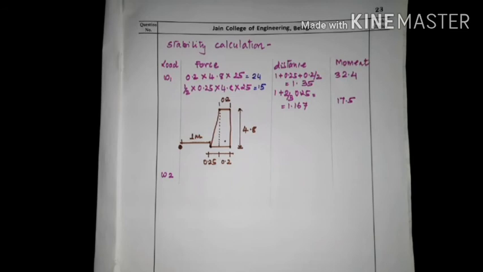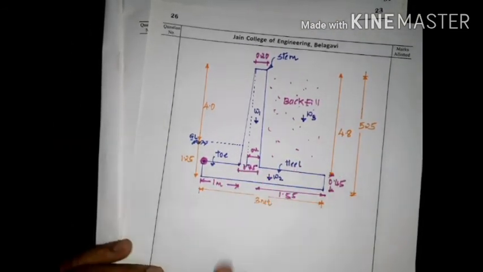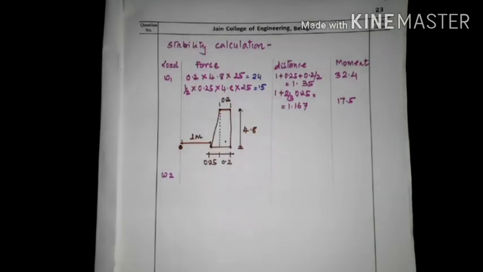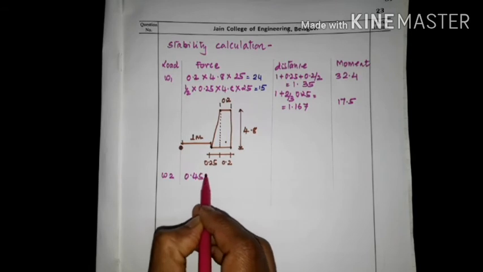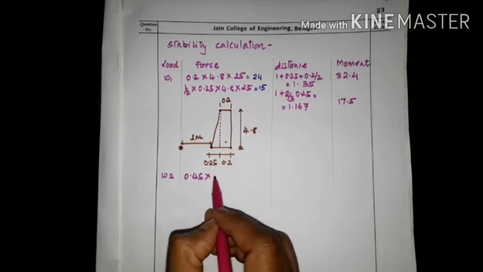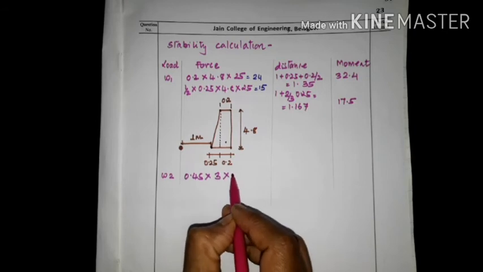That is for base slab. Okay, so W2 is for base slab. Understood? So for the base slab, the thickness is 0.45 into distance is 3 meter into density is 25.